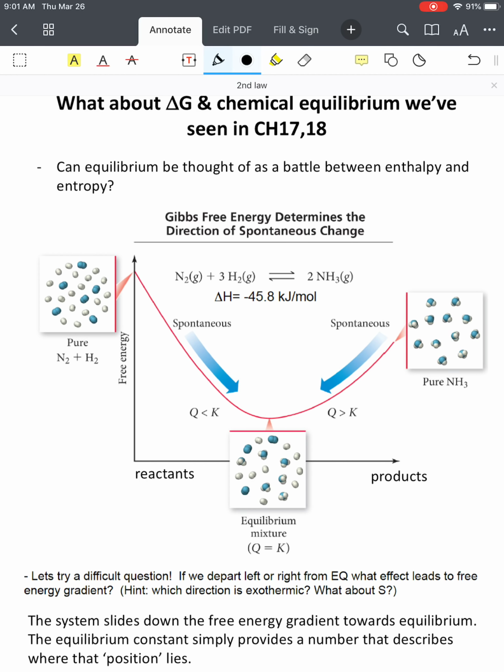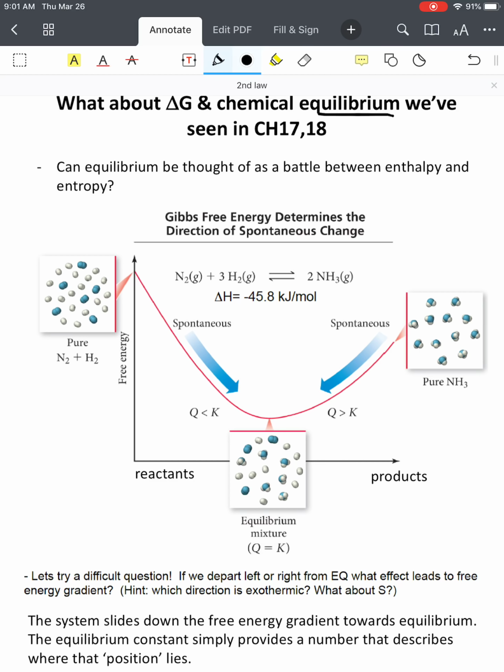But what I wanted to do for a second is consider something we've been talking about earlier this semester, and that is chemical equilibrium, the equilibrium state. We learned about these equilibrium constant expressions. We learned to solve for equilibrium concentrations back in chapters 17 and 18. And now we're learning about this Gibbs free energy business, which predicts spontaneity.